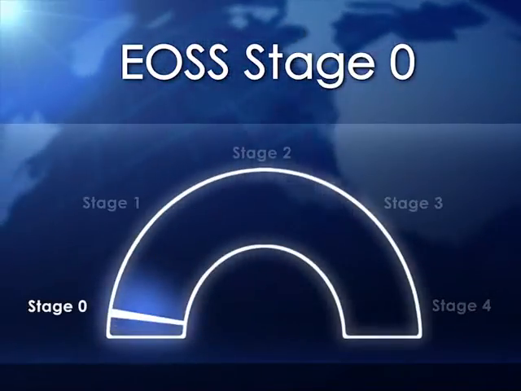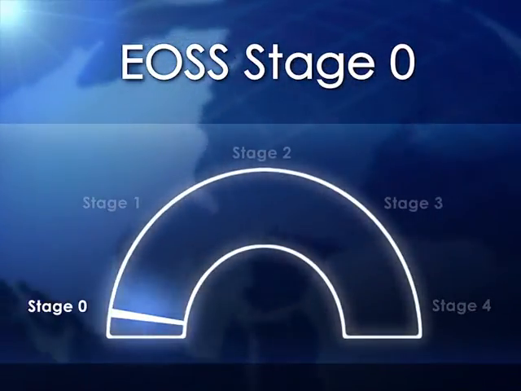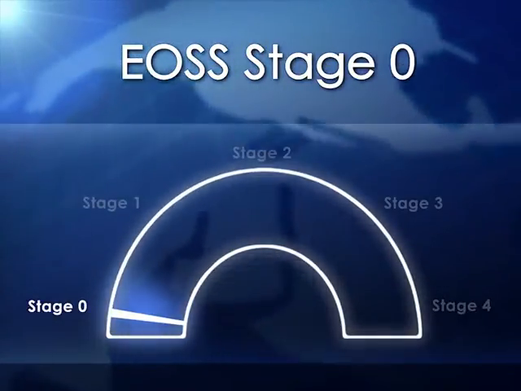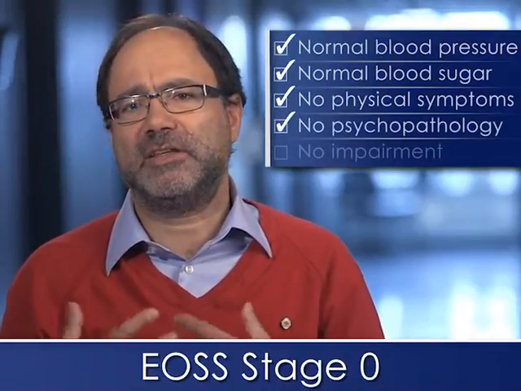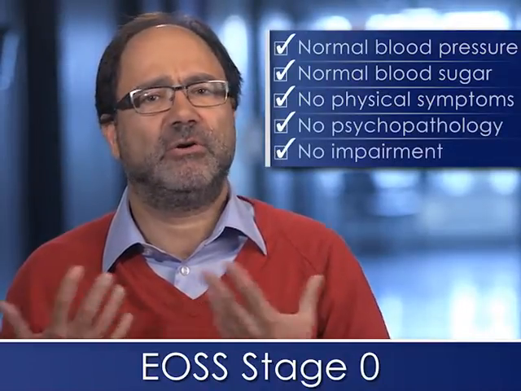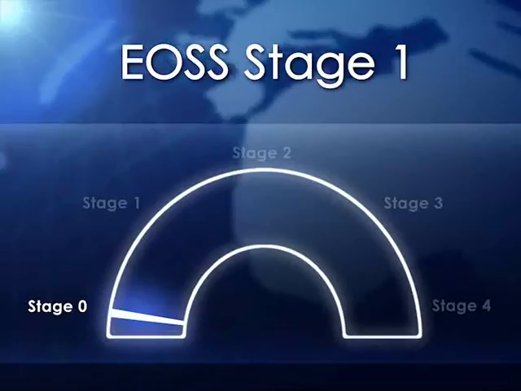So for example, when we look at stage 0, we're talking about a patient who meets the BMI criteria of obesity, but has no apparent obesity-related risk factors. Their blood pressure is normal, their serum lipids and fasting glucose are within the normal range, they don't have physical symptoms, there's no psychopathology, and they don't have functional limitations or impairment of their well-being.